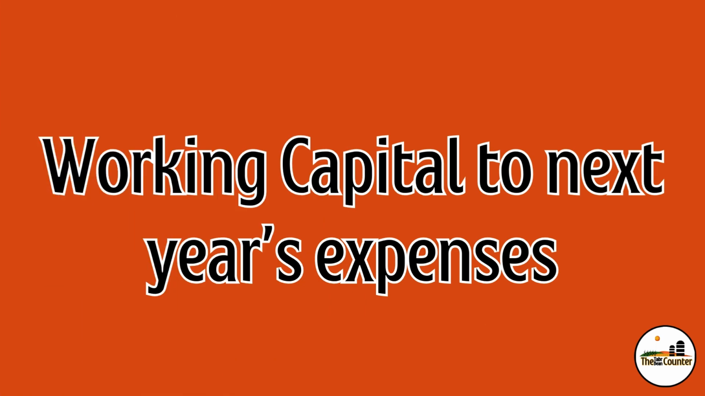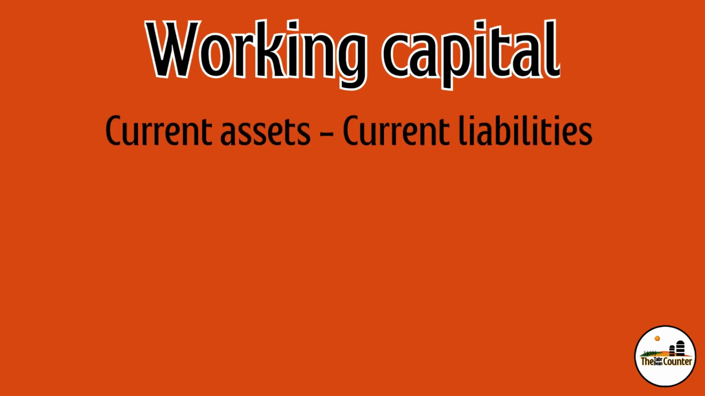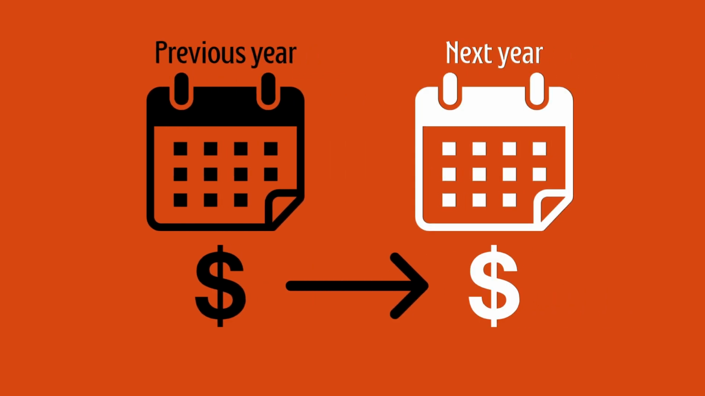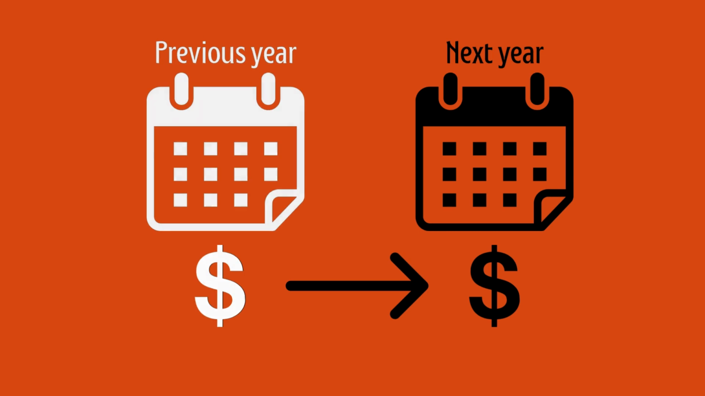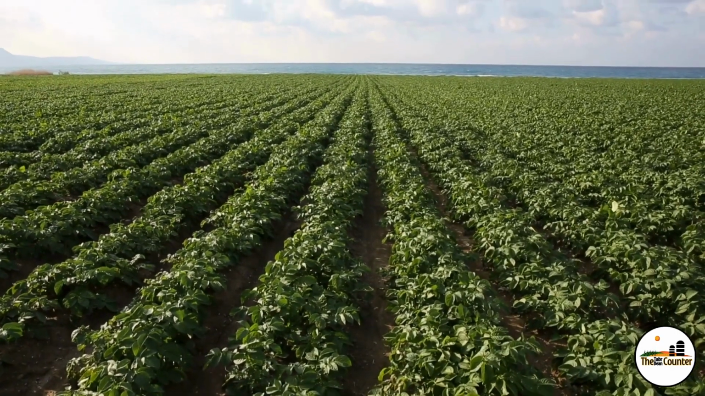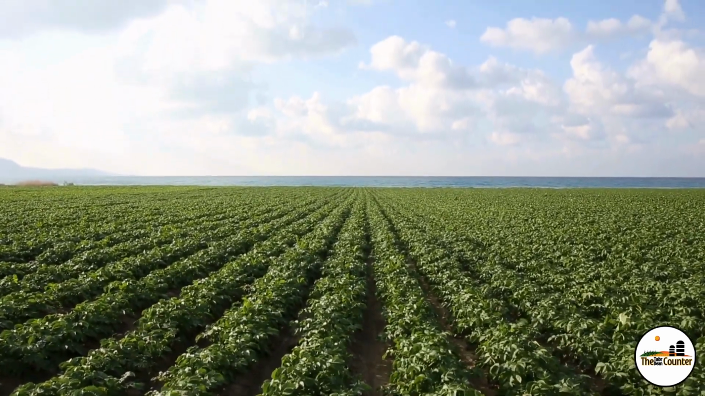The next ratio to assess your farm's liquidity is the working capital to next year's expenses. Another way to look at liquidity for a farm is to compare its working capital, current assets less current liabilities, to its estimated next year's expenses. In other words, how much of next year's expenses does the farm have on hand at the end of the previous year? Having all of next year's expenses on hand in the form of working capital would generally give an indication of a healthy farm.